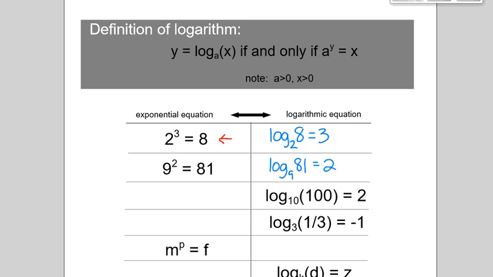Let's work the other direction. If you're given a logarithmic statement like log base 10 of 100 equals 2, what that means is you take your base, 10, you raise it to this number over here, 2, and that should result in the argument here in the parentheses, 100. Similarly, if you take your base here, 3, and you raise it to the -1, you'll get the argument that's inside the parentheses, 1/3.